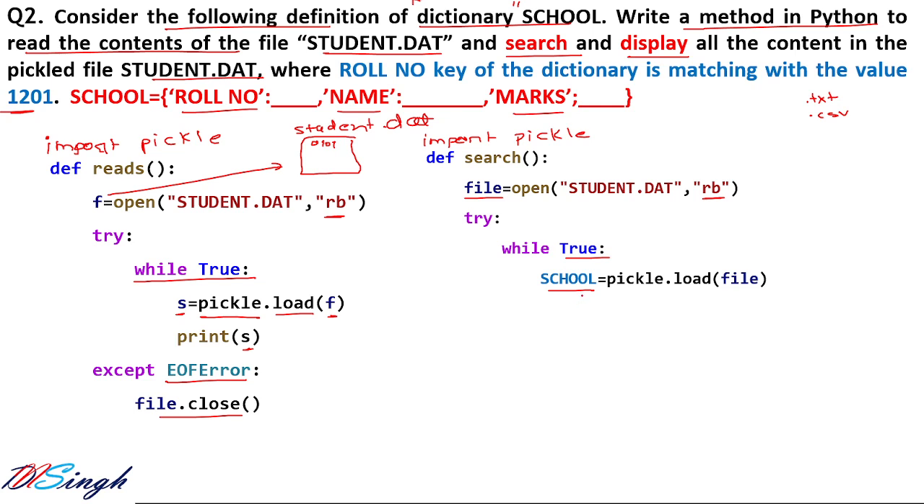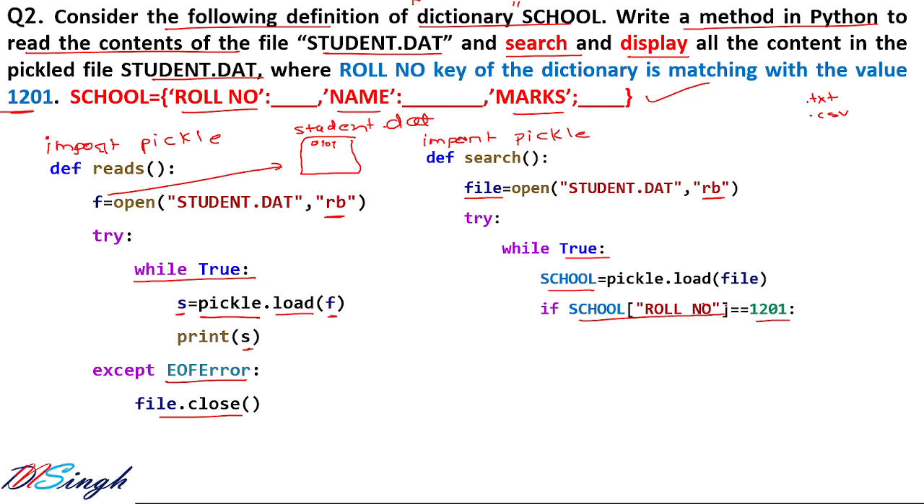Now the school is of dictionary type, that I know from the question itself, and the key school will have roll number, name and marks. So let us see, if school of roll number is equal to 1201, which says display all the content of the record which has the roll number 102.